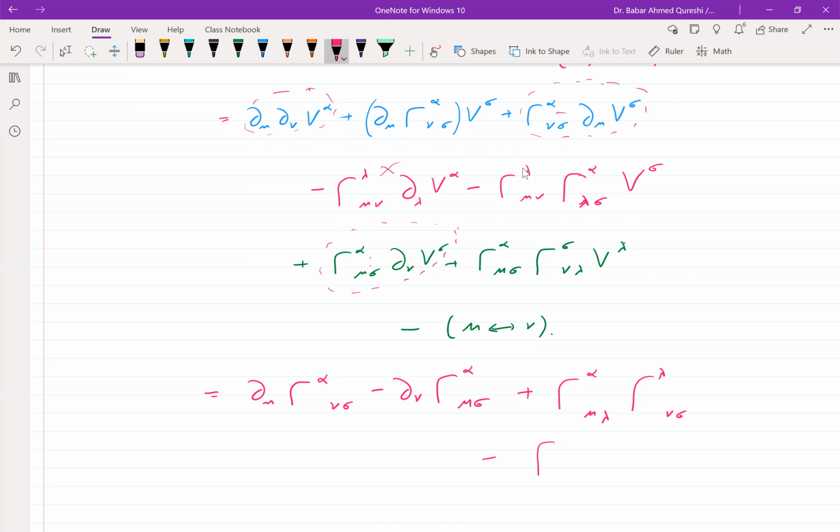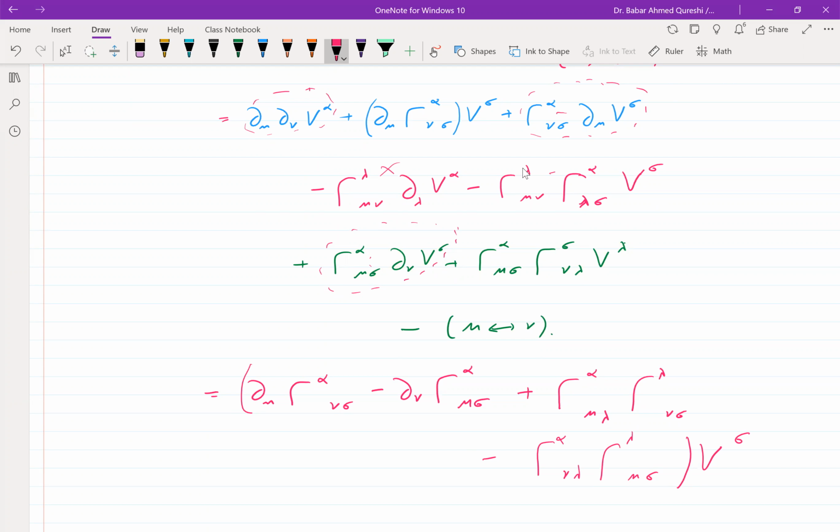So this guy will also be gone, because when I replace mu nu with nu mu, this will be gone. But this guy will introduce its counterpart. So I'll have gamma alpha nu lambda, gamma lambda, nu gets replaced with mu sigma, and this whole thing is being multiplied with v sigma.